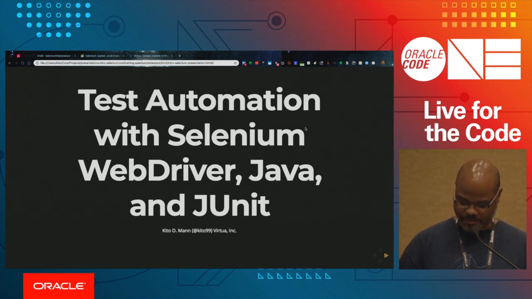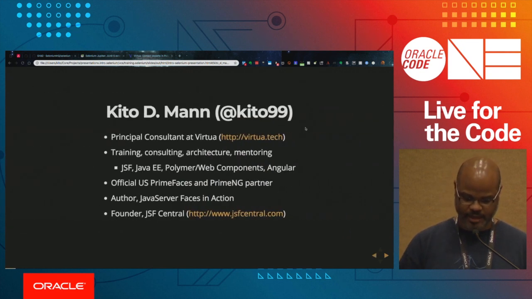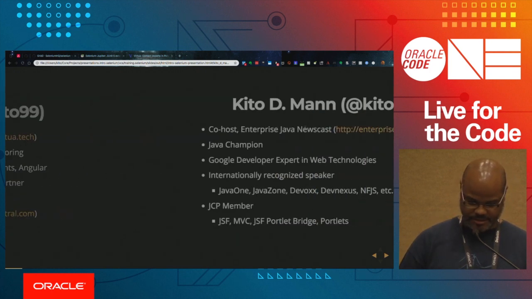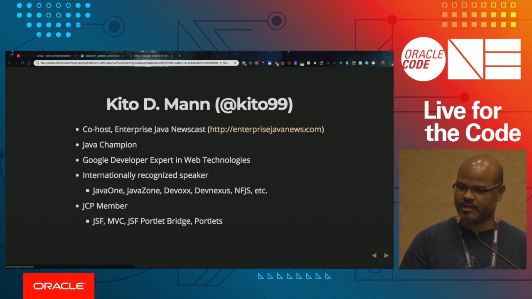I'll just tell you a little bit about myself. My name is Kito. You can follow me on Twitter at Kito99. I run a little consulting firm where we do training, consulting, mentoring around Java EE technologies, but also around front-end technologies as well. I'm a Java champion and a Google web developer expert. So I straddle both the Java world and the front-end web development world as well.